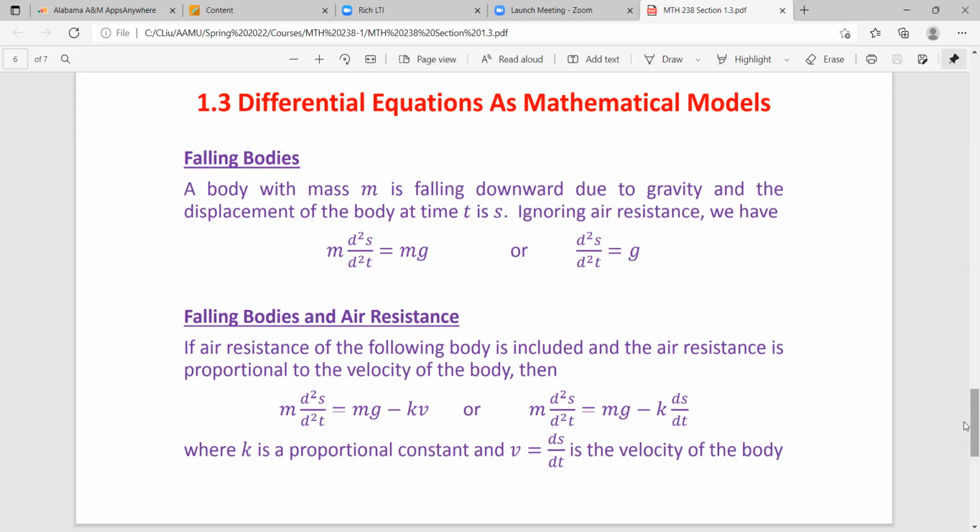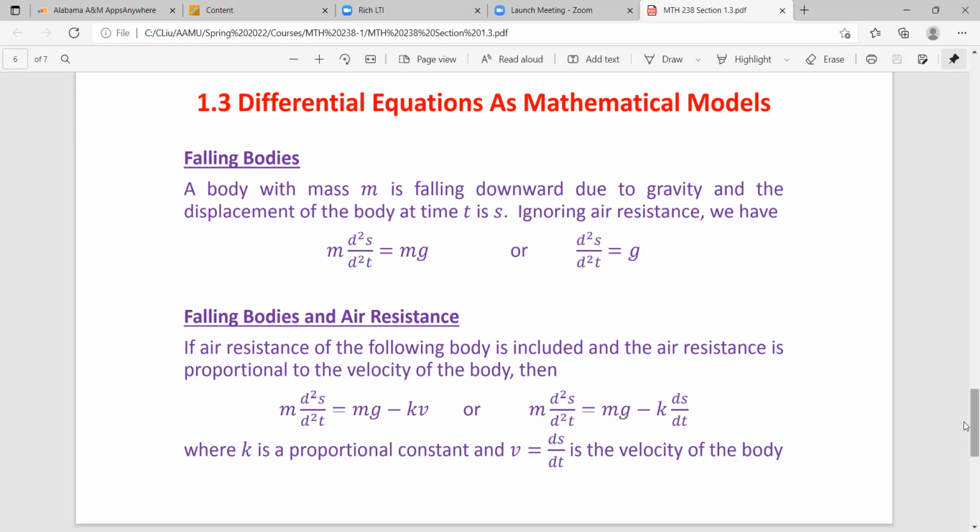But as the body goes down more and more, if you let it go from very high, then you have to consider the air resistance. It becomes more and more important, and it's actually proportional to the speed.